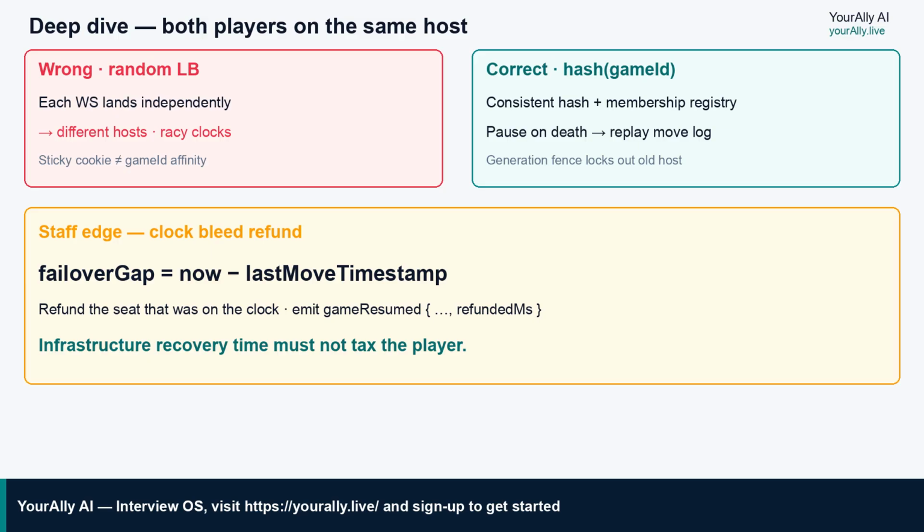Multi-tab login, same player ID, two sockets. Define whether the second connection displaces the first or shares the seat. Either works, state it. Otherwise, demos look like desync bugs.